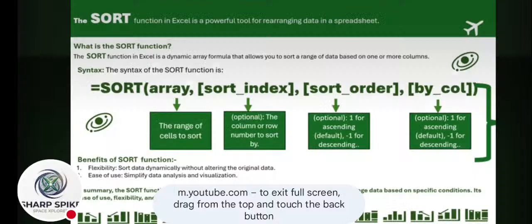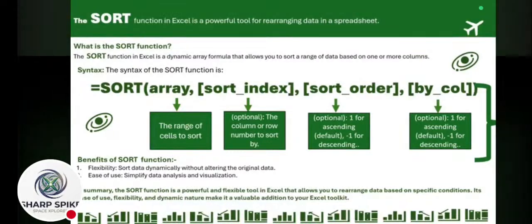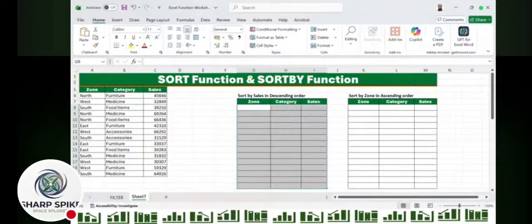So let's understand the benefits of the SORT function. It is a very flexible function. It sorts the data dynamically without altering the original data. It is easy to use and simplifies data analysis and visualization. In summary, the SORT function is a very powerful and flexible tool in Excel that allows you to rearrange data based on a specific condition. So here we have some data.